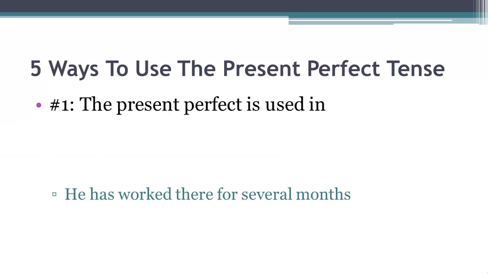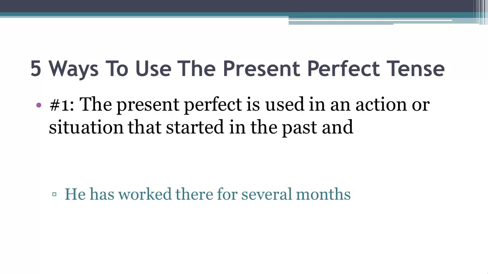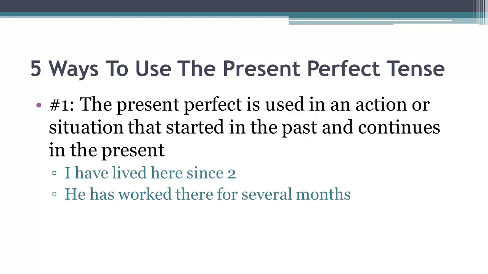Number 1, the present perfect is used in an action or situation that started in the past and continues in the present. So we have the example, I have lived here since 2003. Or we can say, he has worked there for several months.